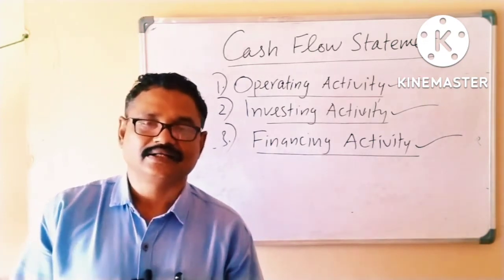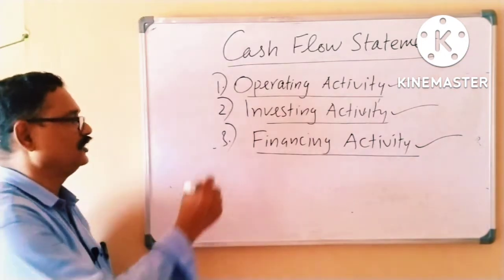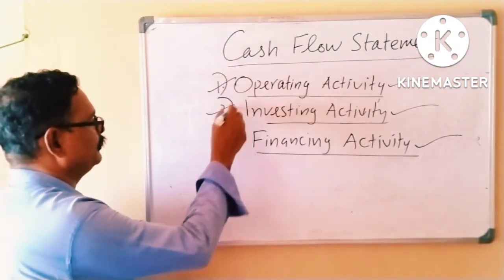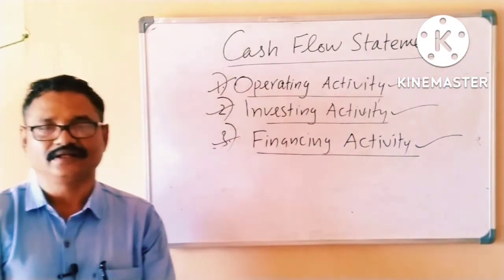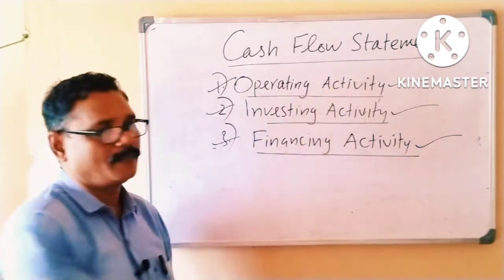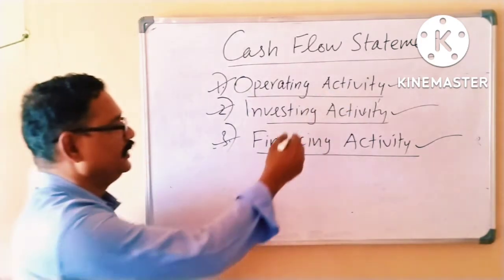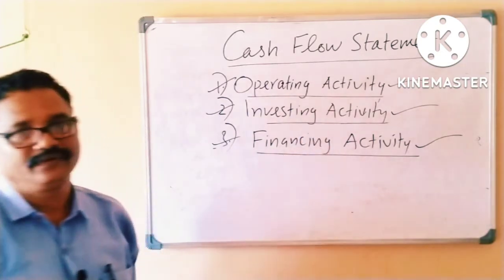See, there are 3 major headings in cash flow statement. Please try to understand. First one, operating activity. Second one, investing activity. Third one, financing activity.